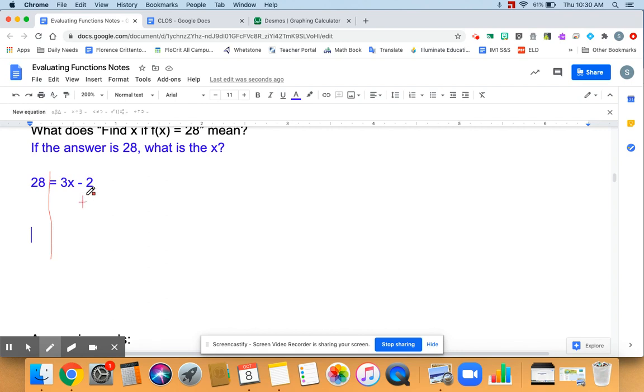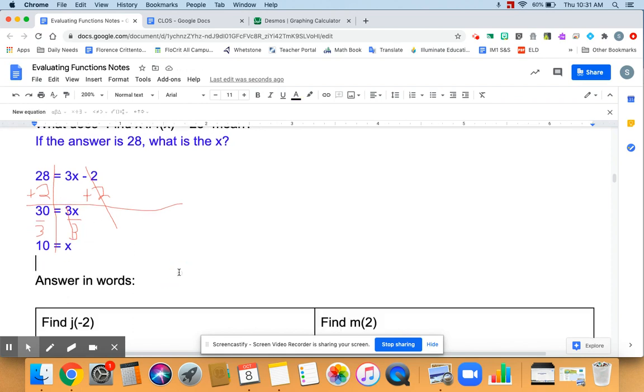I add the 2 to both sides. On this side, it'll cancel. Over here, 28 plus 2 is 30, equals 3x. And now, what's my next step? I divide by 3 on both sides. 3 divided by 3 cancels and turns into 1x, and 30 divided by 3 is 10, equals the 1x. So the answer is 10.